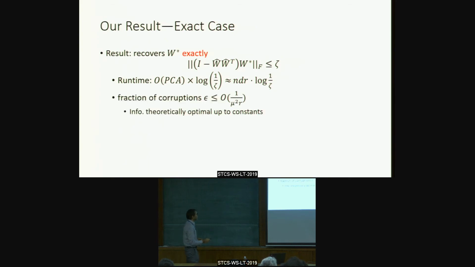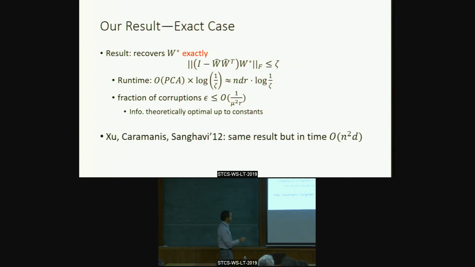Okay, and the fraction of corruptions that we are allowing is something like 1 by mu square r. Mu is the incoherence condition that I told you earlier, or the constant for that condition, and r is the rank of your subspace. And interestingly, this is information theoretically optimal up to constants. So you cannot hope to have any better than this fraction of corruptions.